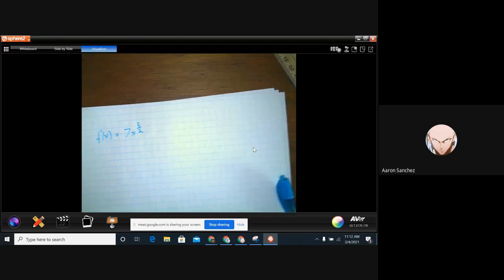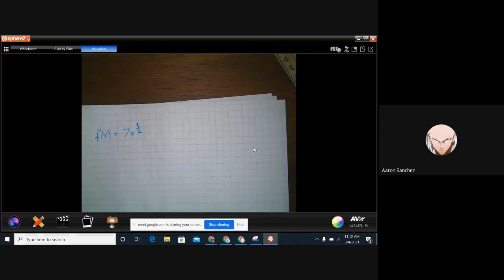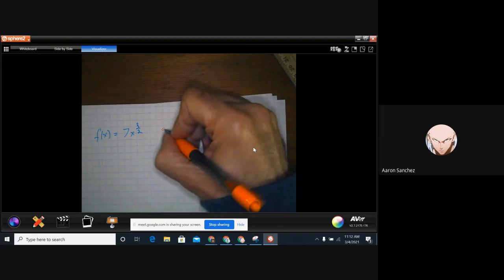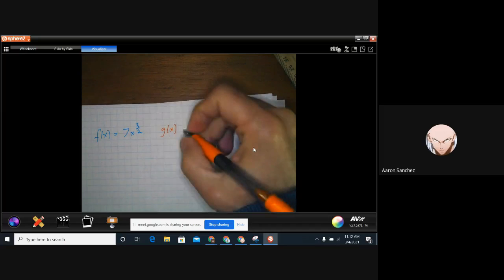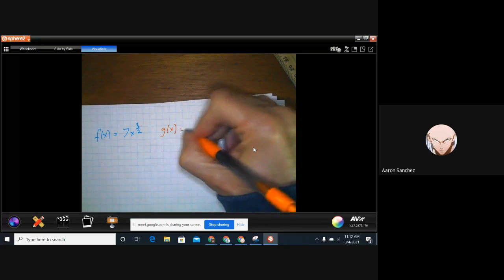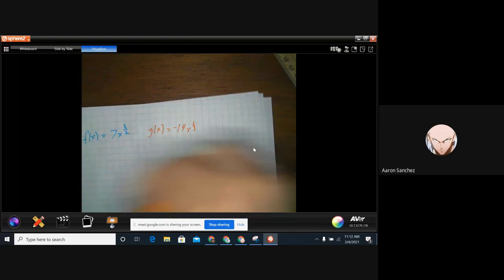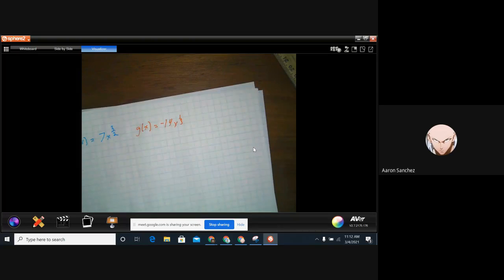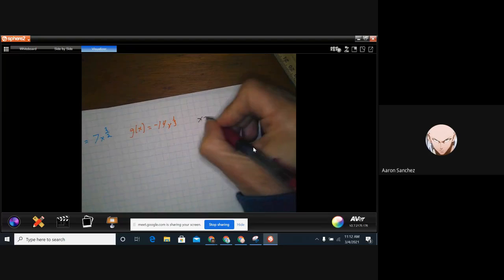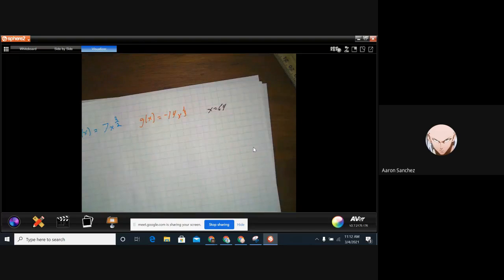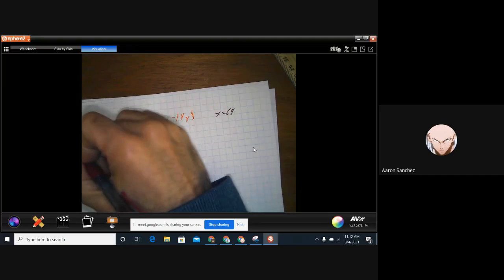f of x is equal to 7x to the 3 halves. And then what is g of x? You see me writing this down? I'm rewriting it, since I had to find a new sheet of paper. g of x equals negative 14x to the 1/3. And now we've got to do f divided by g. Remember, x equals 64. And so we do f divided by g.